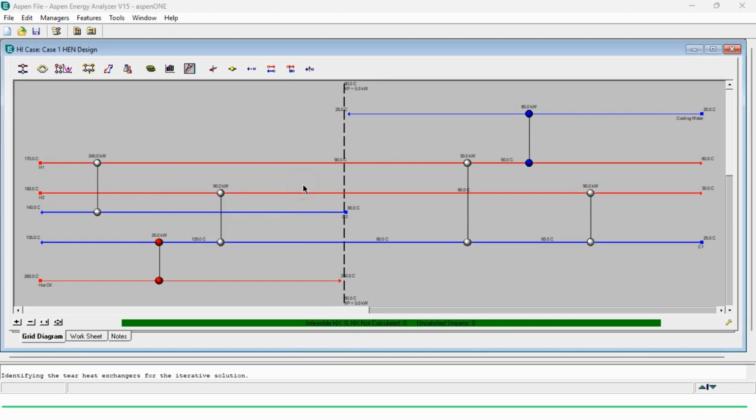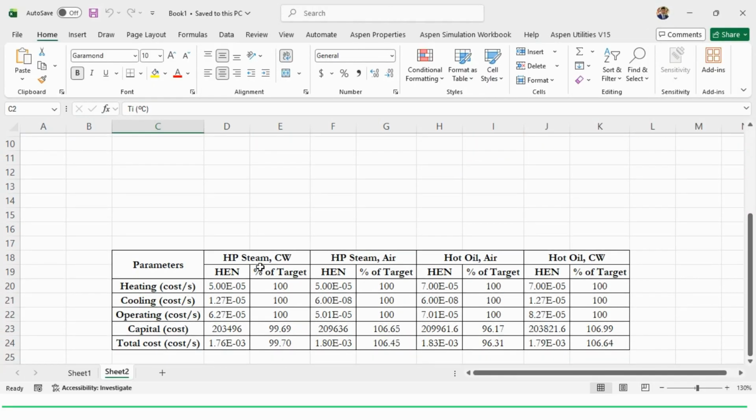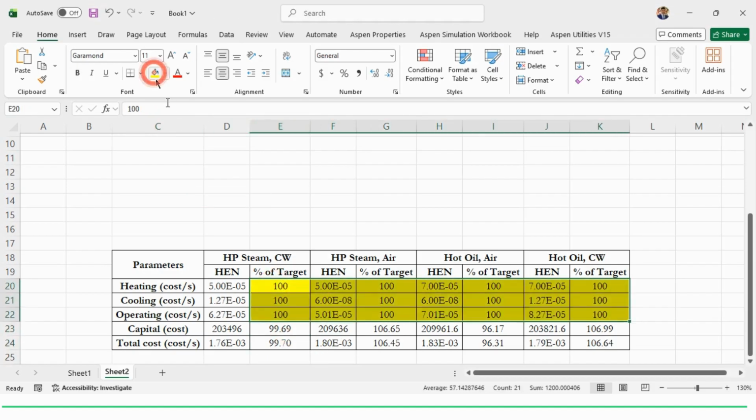So these are the 4 cases which we have discussed, and if I take you to the Excel sheet and look at the comparison, for HP steam, cooling water, these points are all 100%, so they are not involved in the comparison. The main thing is the capital cost and the total cost. For HP steam cooling water, it is 99.69 and 99.7. For another case, it is 106.65 and 106.45. So these are obviously not efficient. Similarly, hot oil and cooling water is not okay.